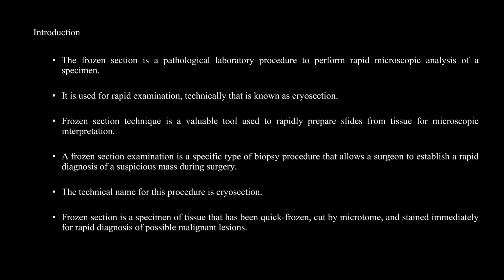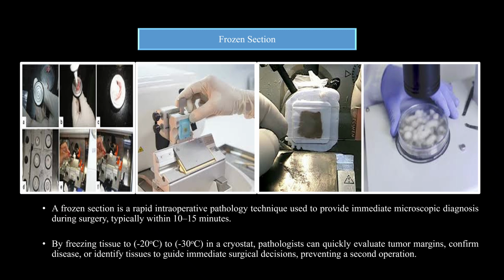Another name for the procedure is Frozen section. The specific tissue is quickly frozen, cut off on a microtome and stained, giving an immediate rapid diagnosis for possibly malignant lesions. The fluorescence section pathology technique provides the immediate microscopic diagnosis during surgery, typically within 10 to 15 minutes.